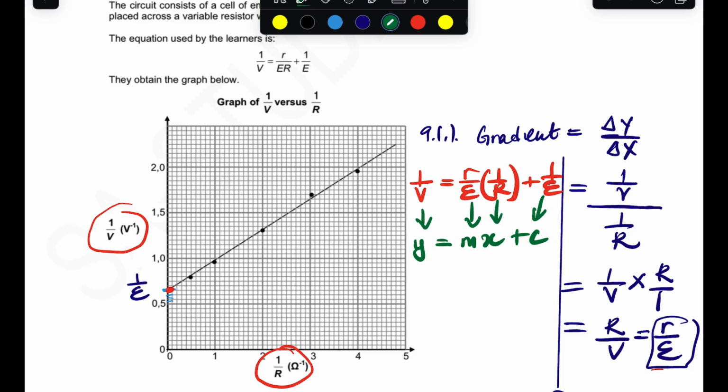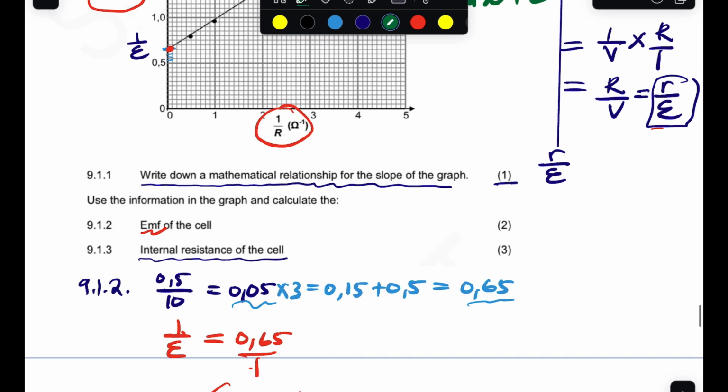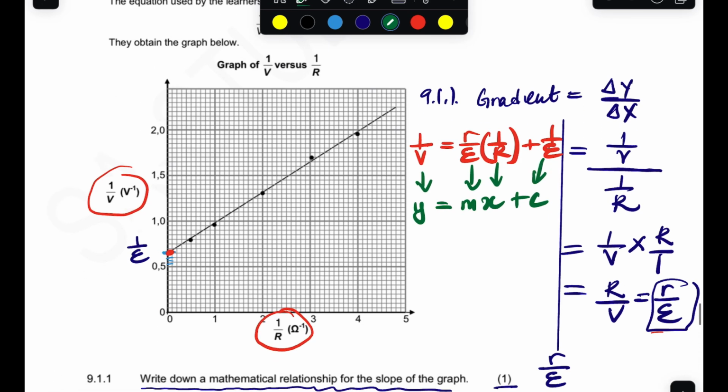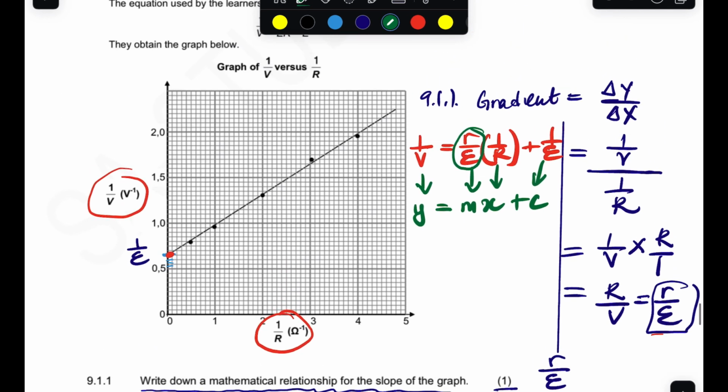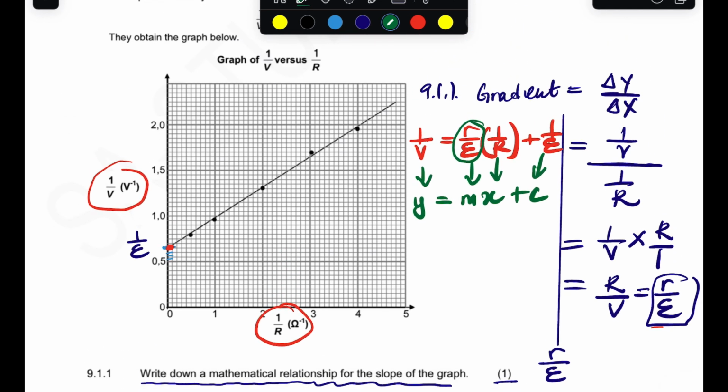So what are we looking for in this question now? We are looking for an internal resistance. So internal resistance is something that is in the gradient, right? So we're going to calculate the gradient. So calculating the gradient, we have to get 2 points, right? I'll take this point, which is 2. It's 2 and what? 2 is to what? It's 1, 2, 3, 4, 5, 6.